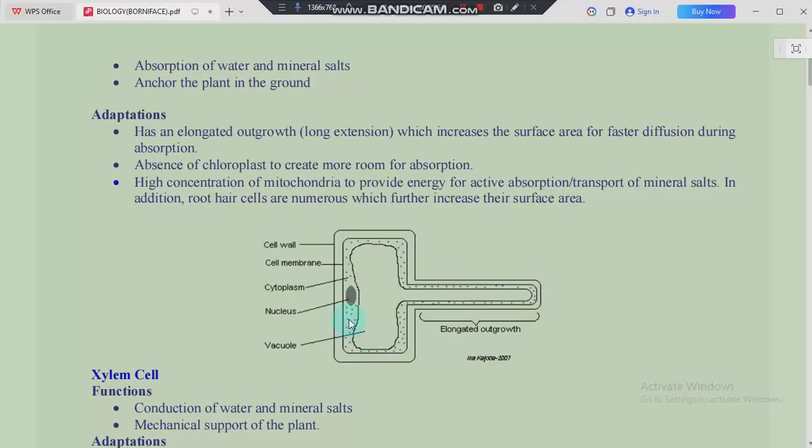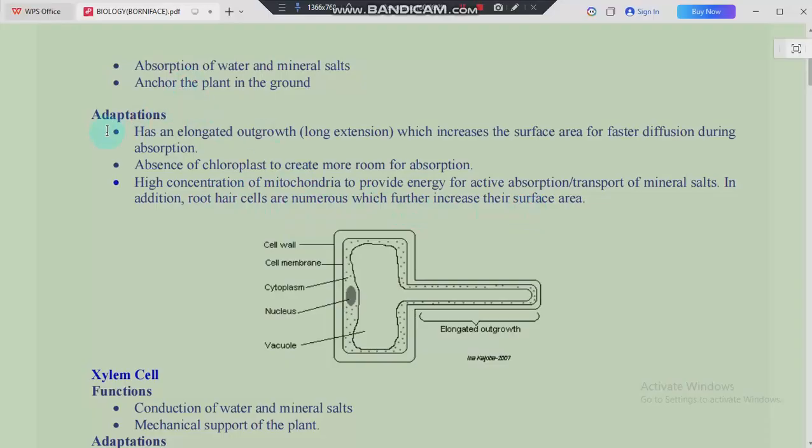When we zoom in on the cell under an electron microscope, the mitochondria is providing energy for active absorption. So that is another adaptation. It has a high concentration of mitochondria to provide energy for active transport of mineral salts. In addition to this, the root hair cells are also numerous. When we say numerous, we mean they are many, which helps to further increase their surface area for the absorption of water and mineral salts.